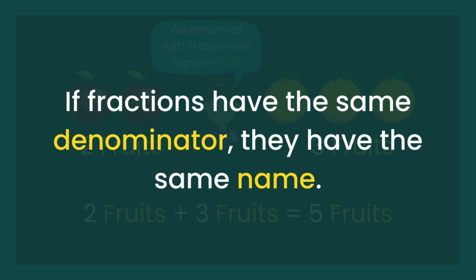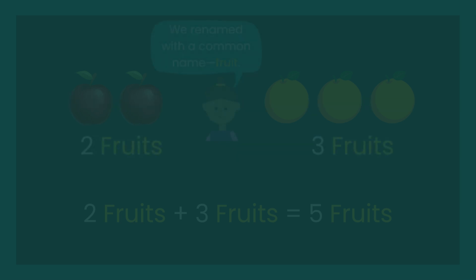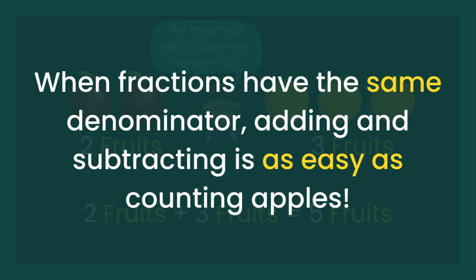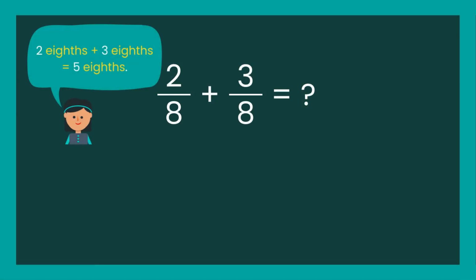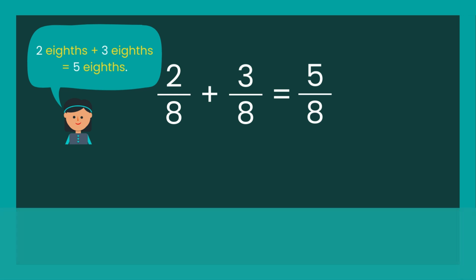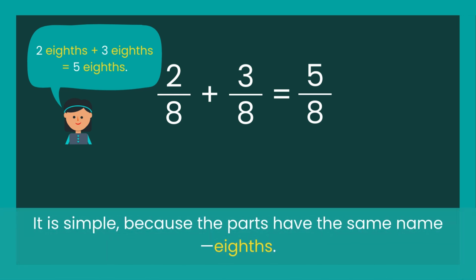If 2 fractions have the same denominator, it means they have the same name, just like all apples are called apples. And when fractions have the same denominator, adding and subtracting them is just as simple as counting apples or oranges. So, what is 2/8 plus 3/8? Yes, 5/8. Was that any harder than adding apples? Not at all. Because the parts had the same name, eighths.